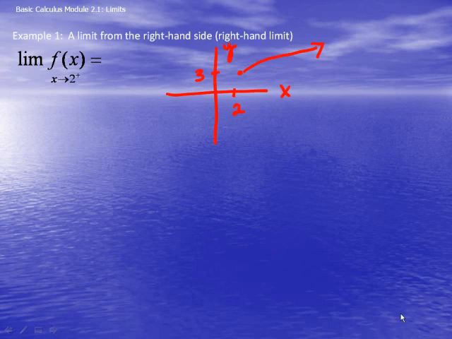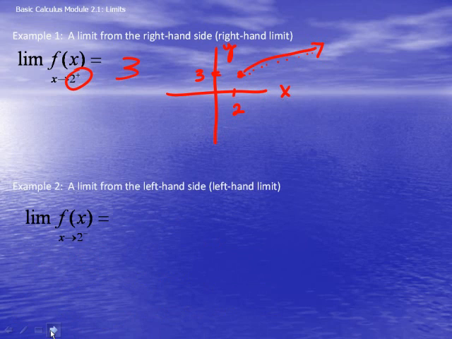In this case, we're looking at the limit of f of x as x approaches 2 from the right-hand side. That means as we're going toward 2, which is the x value, or the domain, we are looking at what height this is approaching. And it's coming down, and notice that it comes to 3. So the answer for this one would be 3.